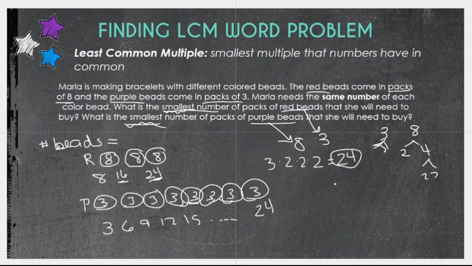Or we could do the ladder method. We could say, okay, we have packs of 3, we have packs of 8. What's the least common multiple there? I can't divide them by anything. So I'm just going to do 3 times 8 is 24. 24 beads is what's needed, and then they would have to figure out how many packs that is.